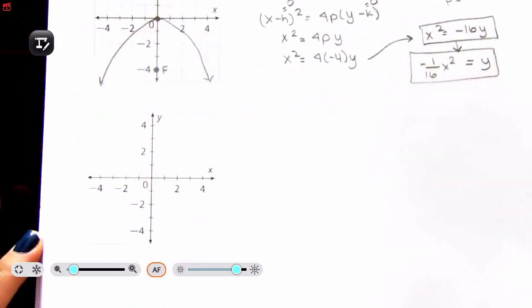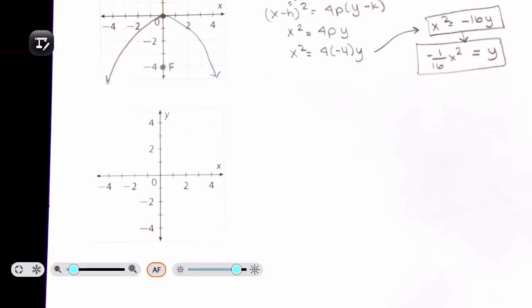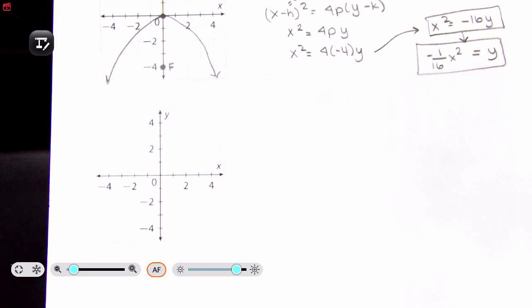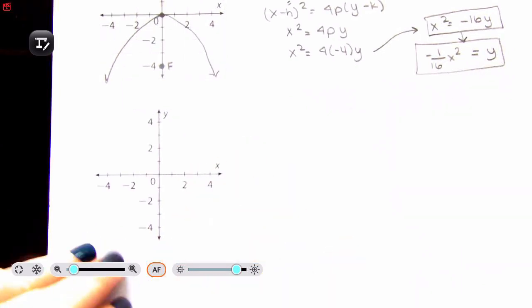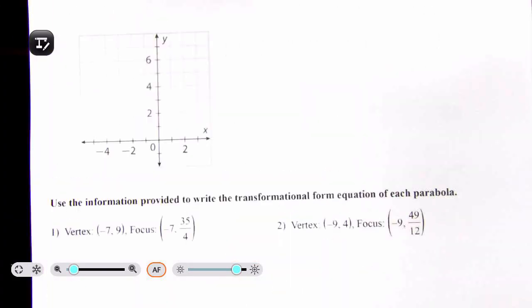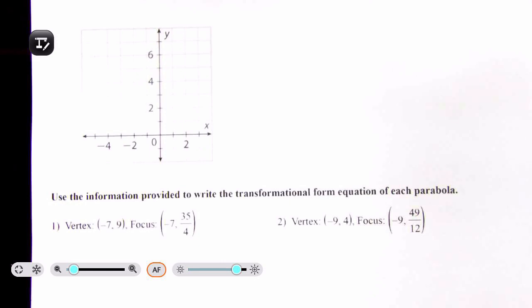All right, let's move on to number 3. For example number 3, we're going to be given the focus and directrix. I'm going to see if we can do a different example that's not on having the vertex. I'm going to leave this one and we're going to come back to that one. I want to focus on this one right now. So this is where you have your vertex not on the origin.